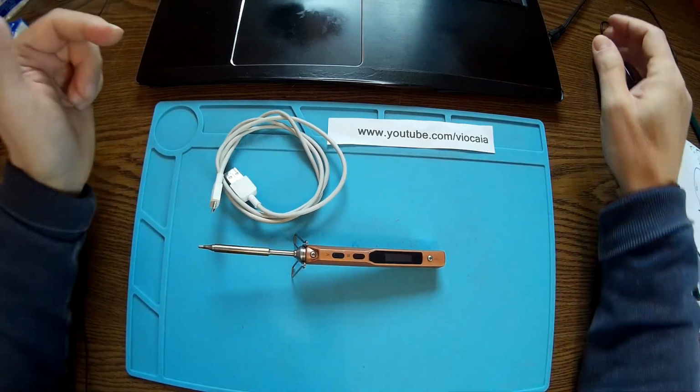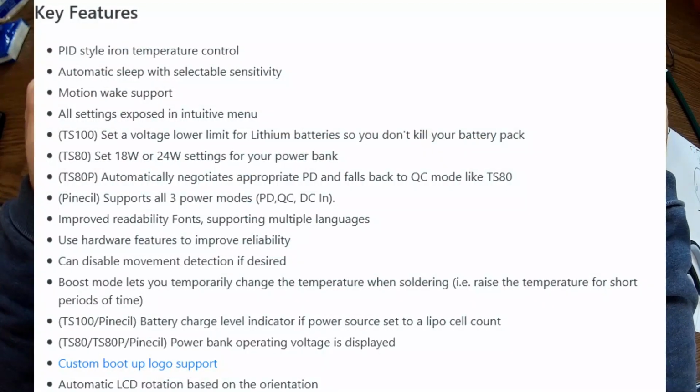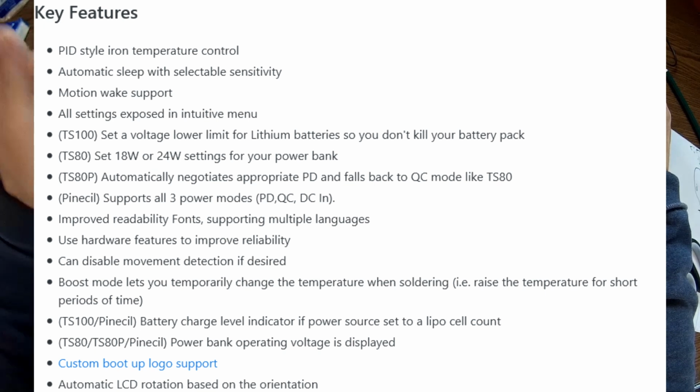The new version of Ralim brings a lot of improvement. PID style iron temperature control, automatic sleep with selectable sensibility, motion wake support, all the settings exposed in another intuitive menu. For TS100, we can set the lower limit for lithium battery so you don't kill your battery pack. Improved fonts support multiple languages. We can disable movement detection if desired. It turns the iron into an old style iron, just push on and off.